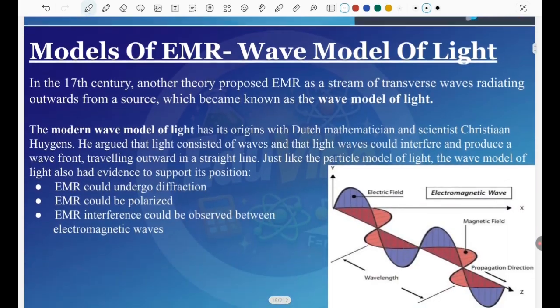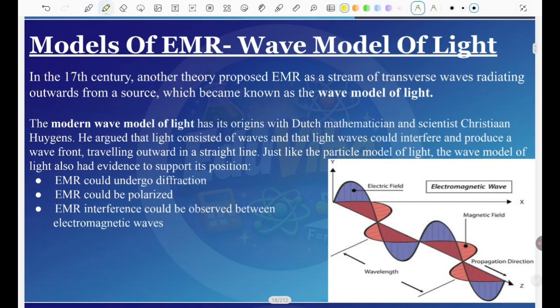The next model of light is the wave model of light. EMR also behaves like a wave. In the 17th century, another theory proposed that EMR is a stream of transverse waves, waves with very nice curves. This stream of transverse waves, radiating outwards from a source, became known as the wave model of light.